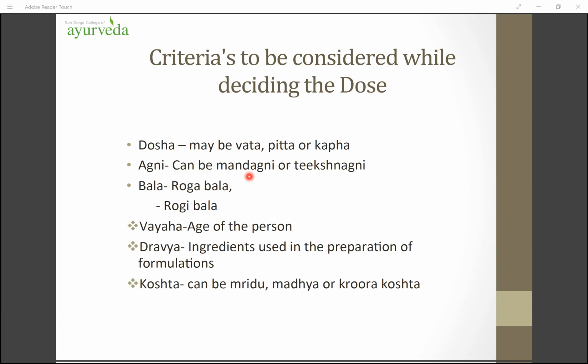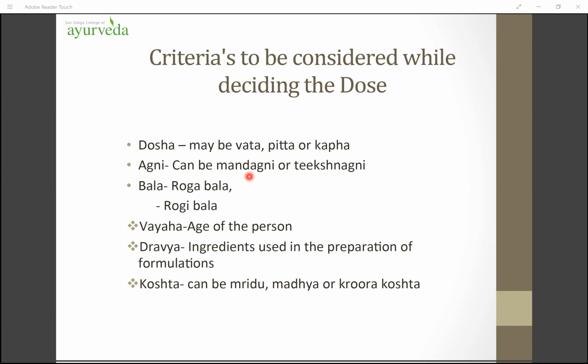And to correct the agni, if a person has manda agni, you can't just say, okay, have double the quantity of trikatu and that will make your manda agni okay. It won't. It will go in there, and it might not even completely digest, and it might form ama, and the agni is going to be further impaired.